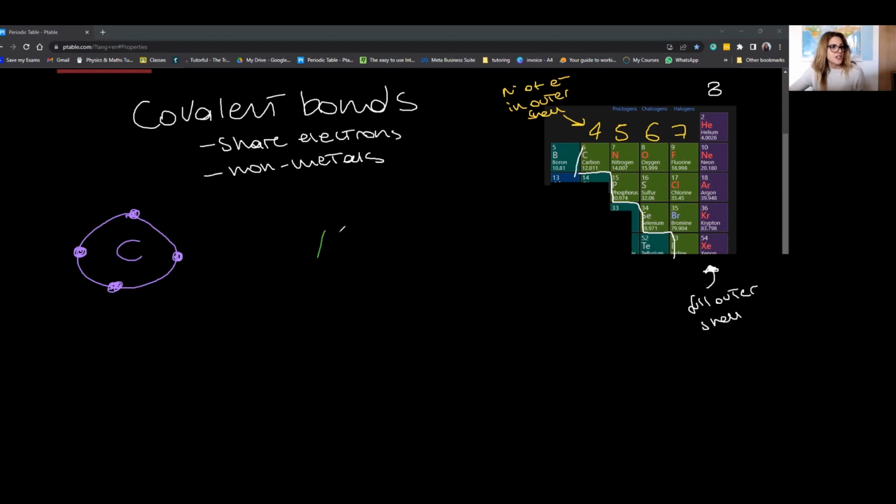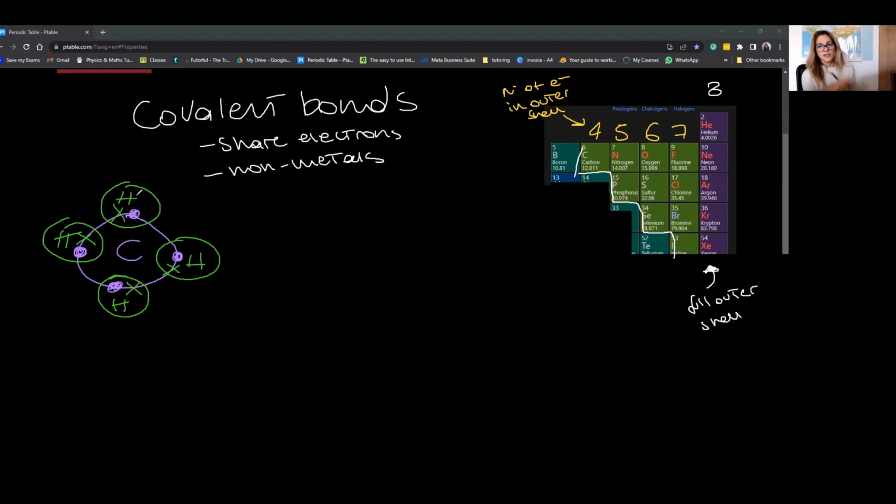If we look at hydrogen, it's in group 1, the smallest atom, with only 1 electron in the outer shell. So how many hydrogens can bond with carbon? Actually 4 of them, because each hydrogen would share 1 electron with carbon. The dot and cross diagram would look something like this. Dot and crosses show the electrons, and it's really important to give dots to one element and crosses to the other element, because this shows where the electrons come from. So this is how to work out the type of bond.